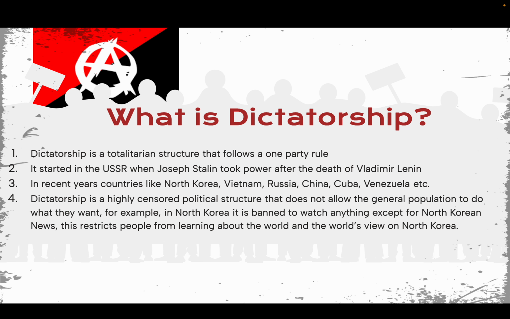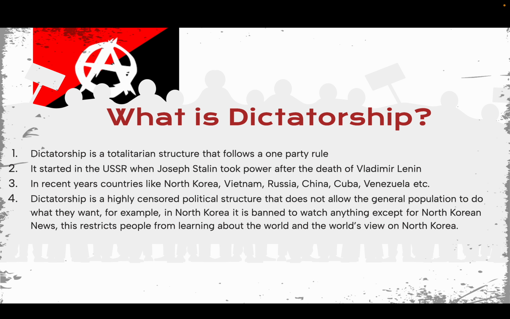Dictatorship is counted in totalitarianism because it limits the freedom that the people have in their country. Dictatorship is a totalitarian structure that follows a one-party rule. It started in the USSR when Joseph Stalin took power after the death of Vladimir Lenin. In recent years, countries like North Korea, Vietnam, Russia, China, Cuba, Venezuela, etc., are types of dictatorship countries. Dictatorship is a highly censored political structure that does not allow the general population to do what they want.